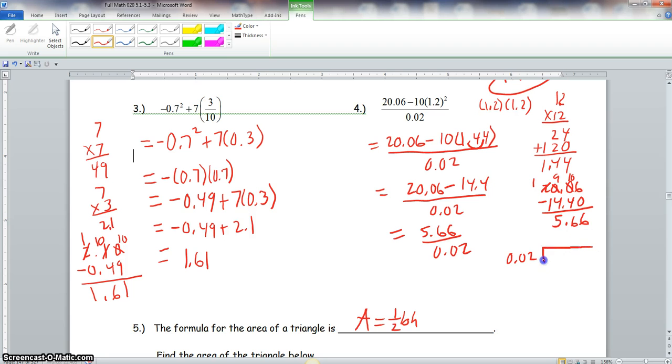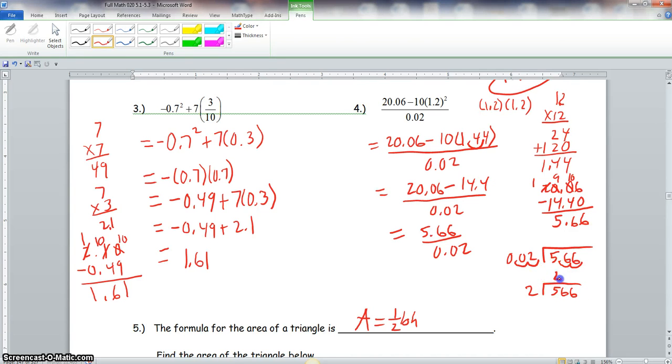We have 0.02 into 5.66. Now we know we have to move this decimal 2 places to the right, and also this decimal 2 places to the right to make this 2 an integer. So this would be 2 into 566. Now we know since 2 is even and 566 is even, that 2 goes evenly into it. So we don't need the decimals here.